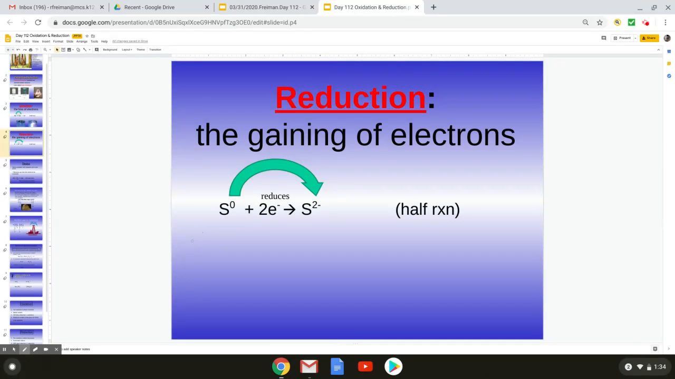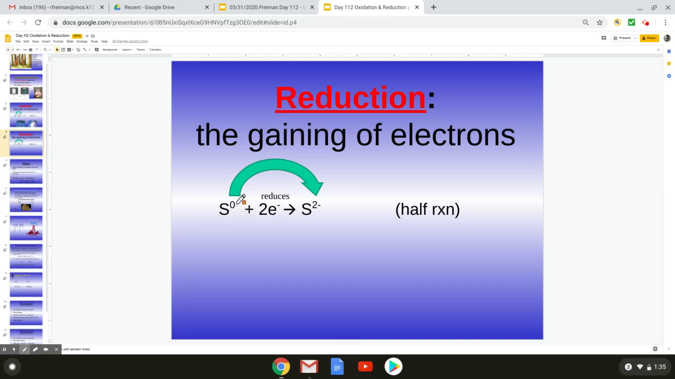Reduction is the opposite of oxidation. Reduction is the gaining of electrons. When we gain electrons, you're going to see electrons on the reactant side. Electrons are going to be transferred from the thing oxidizing to the thing being reduced.